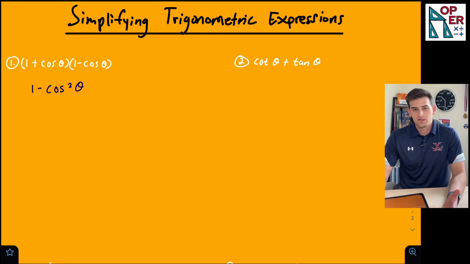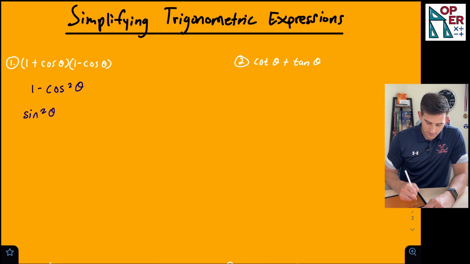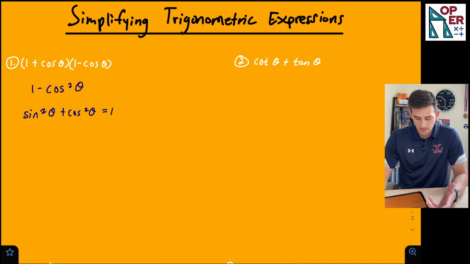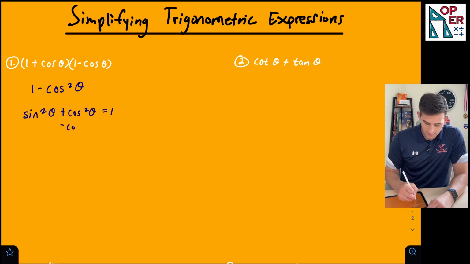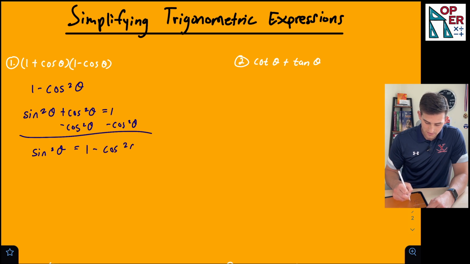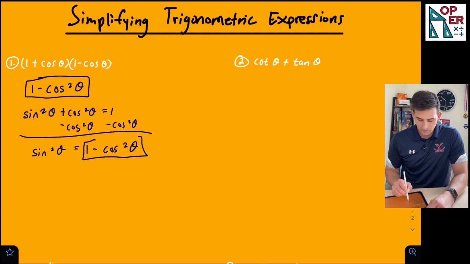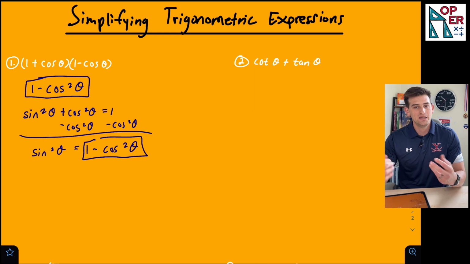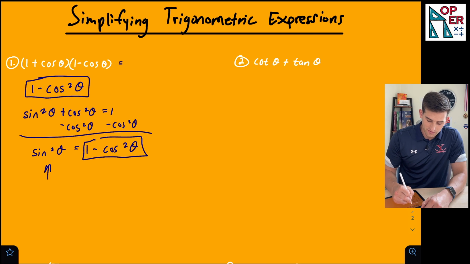Now, if we think back to one of our fundamental identities for these trig functions, we had sine squared theta plus cosine squared theta is equal to 1, which is one of our Pythagorean identities. If I take cosine squared theta and subtract it from both sides, notice what happens. We get sine squared theta is equal to 1 minus cosine squared theta. Here we had 1 minus cosine squared theta. Here we also have 1 minus cosine squared theta. So what is that equal to? Well, it's equal to sine squared theta. So number one would simplify to sine squared theta.